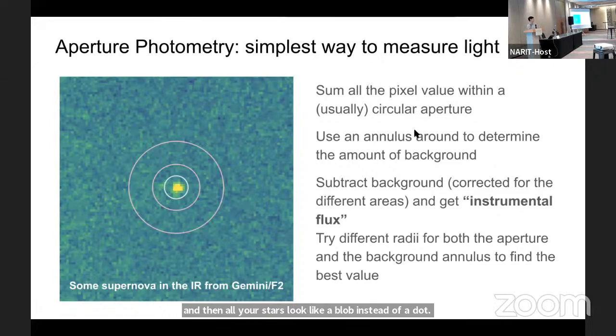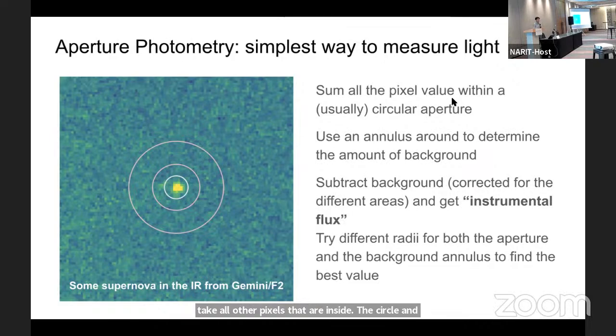Either way, it doesn't really matter what the shape is, but here, what you do is draw a little circle around your star, and then you take all of the pixels that are inside the circle, and you sum up all of the pixel values.